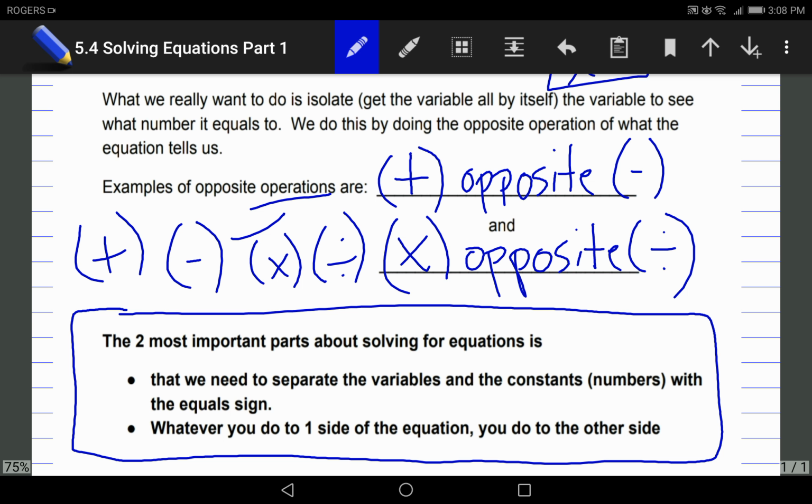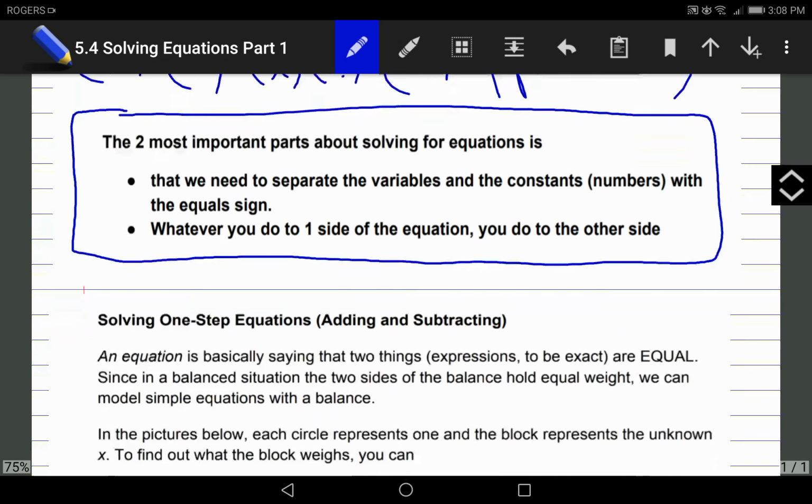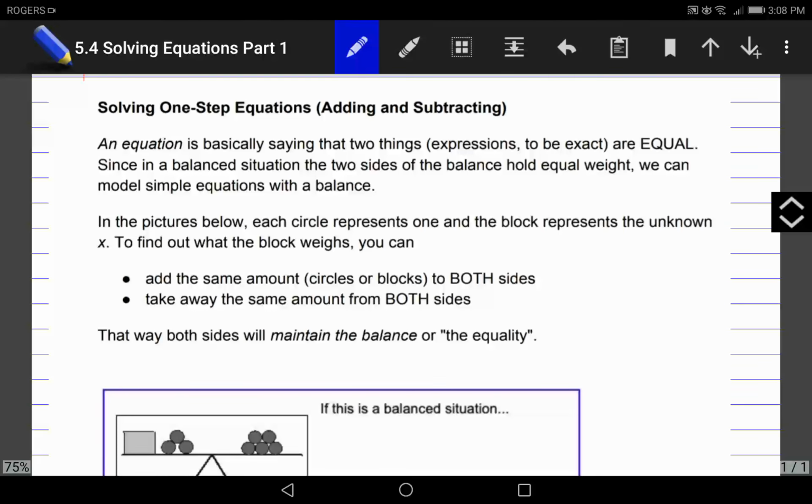So they have to be on opposite sides of the equal sign, the numbers and the letters. Whatever you do to one side of the equation, you have to do to the other side. And our example below is going to really explain why this is. Okay? Let's start with adding and subtracting simple one-step equations that have adding and subtracting in it.